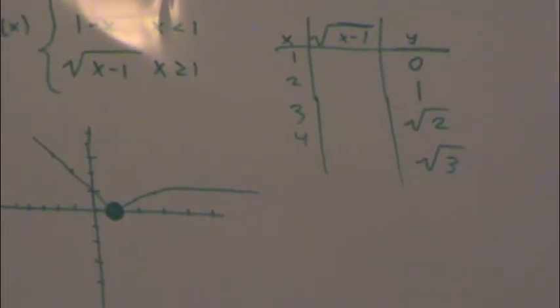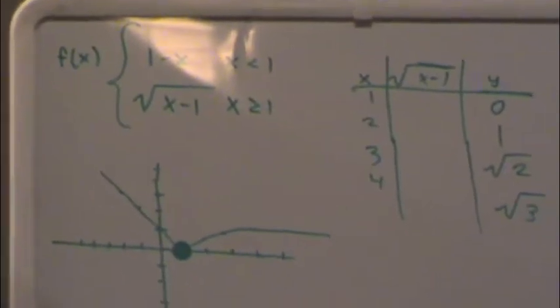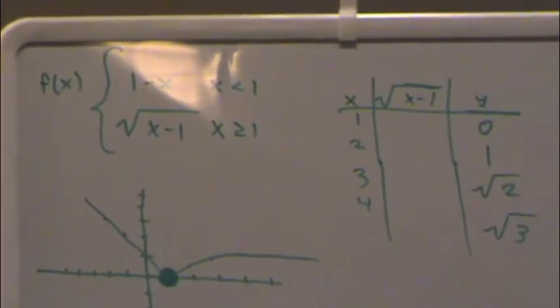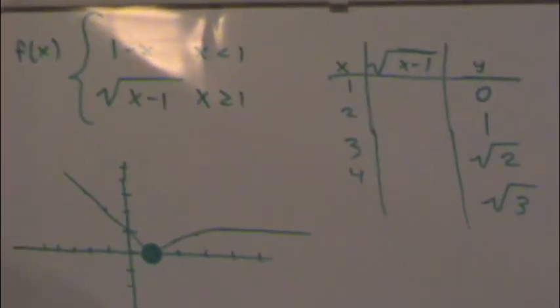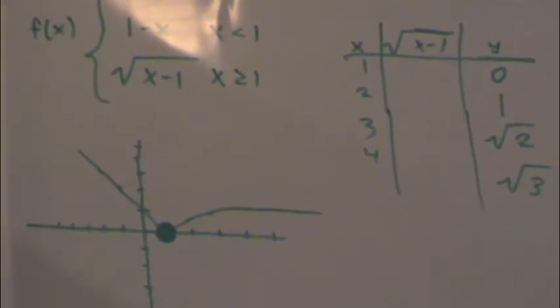The closed circle notes that it includes it, and then an open circle notes that you're not including that number. So for the first equation, that's why we put an open circle, because it doesn't include 1.